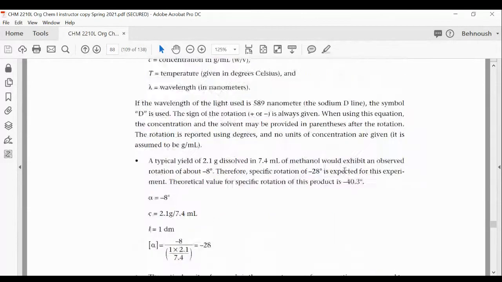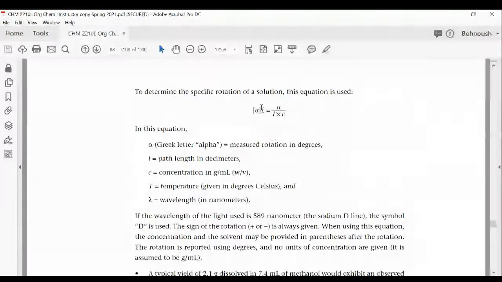And when we have the specific rotation, we can calculate a specific rotation. So we have to count these into the factor. These are the factors that can affect the specific rotation. The observed rotation depends on the concentration. It depends on the length. Concentration is gram per milliliter.